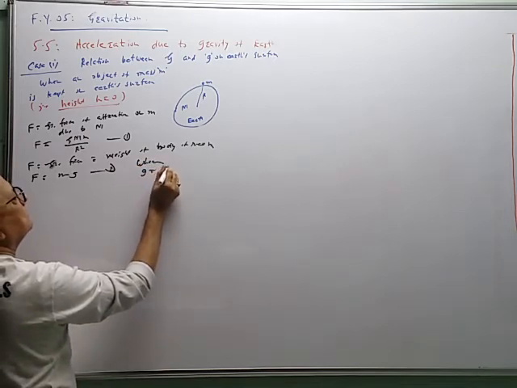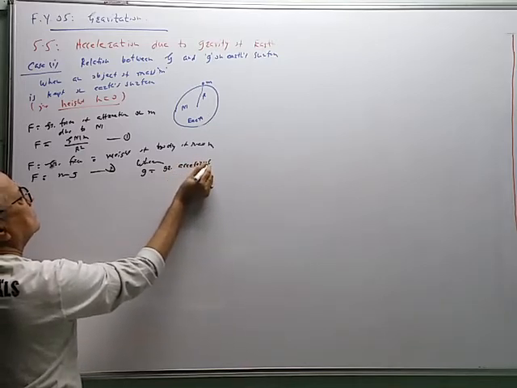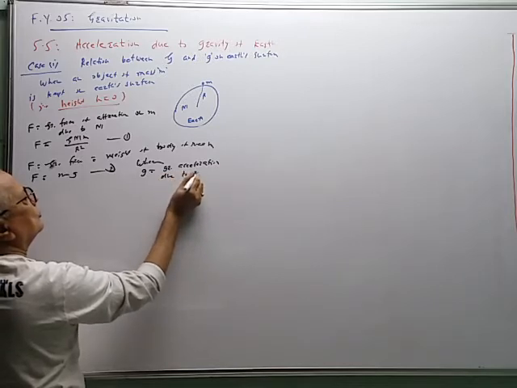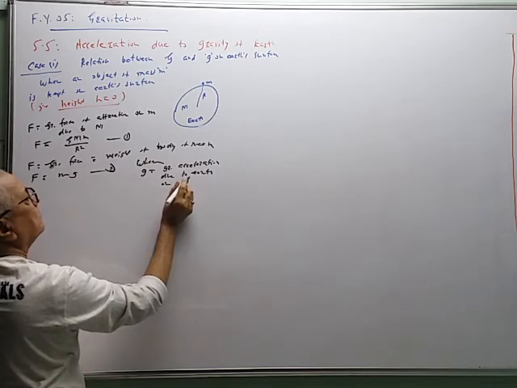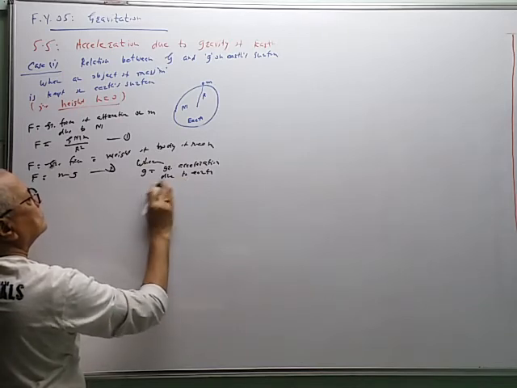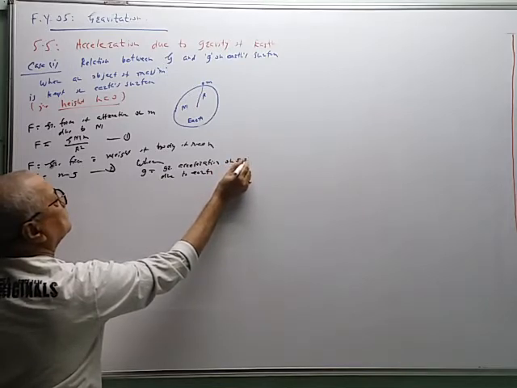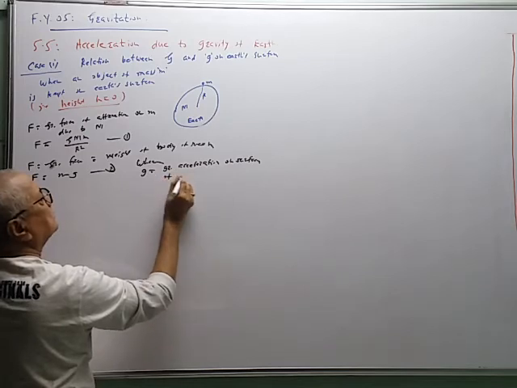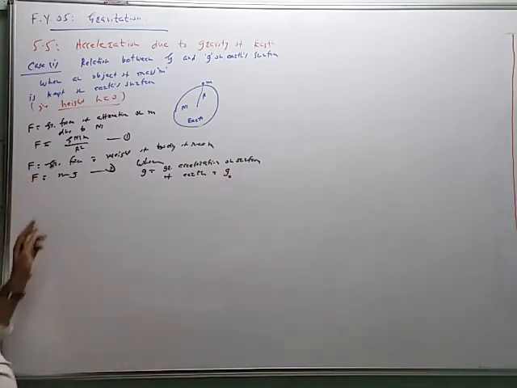g is the gravitational acceleration due to Earth, the gravitational acceleration on the surface of Earth. Sometimes it is also denoted by g0 because the height is 0.